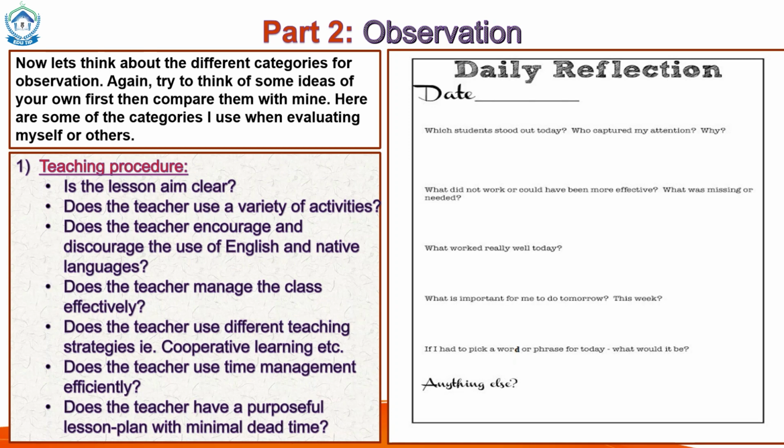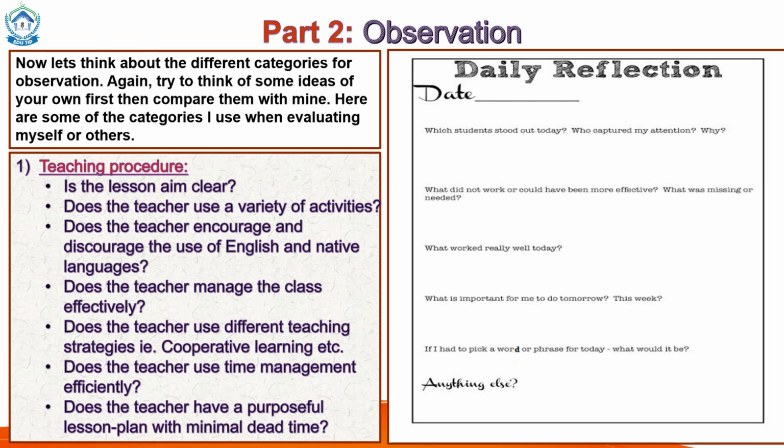Does the teacher manage the class effectively? And similarly, does the teacher use time management efficiently? Both of these aspects are very important to the class. We need to look at the behavior of the children and you need to look at how long you're spending on each activity and each part of your lesson. Are you spending an appropriate amount of time on things like reading, writing, listening and speaking, the 4 key main aspects?